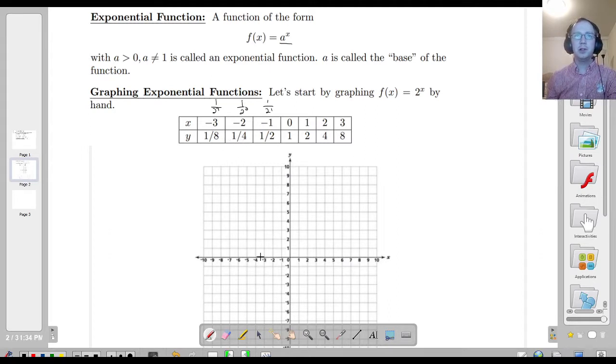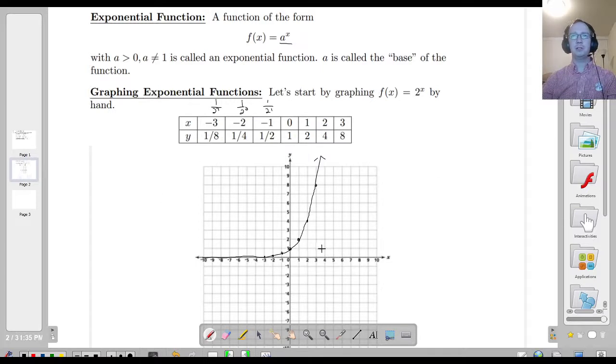So -3, 1/8, it's like down there-ish. -2, 1/4, -1, 1/2, 0, 1, 1, 2, 2, 4, and 3, 8. So if I connect my dots here, drawing it as best as I can, doesn't have to be perfect, but I'm just trying to get the right idea here. And it looks something like this. The further we go, the steeper that line is.